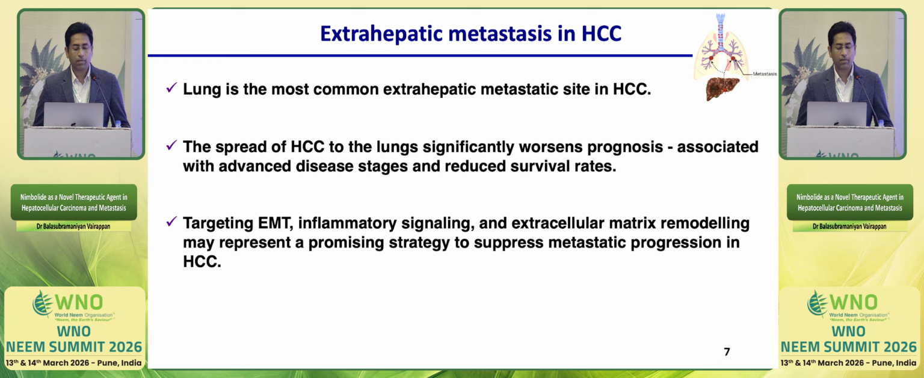Furthermore, extrahepatic metastasis was also noted in hepatocellular carcinoma animal models. The lung is the most common extrahepatic metastatic site in HCC. The spread of HCC to the lungs significantly worsens prognosis, associated with advanced disease stage and reduced survival rates. Targeting epithelial mesenchymal transition, inflammatory signaling and extracellular matrix remodeling may represent a promising strategy to suppress metastatic progression in HCC.